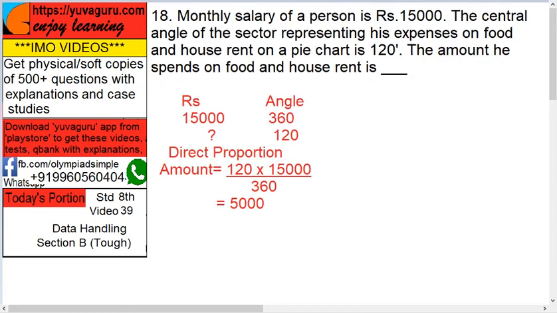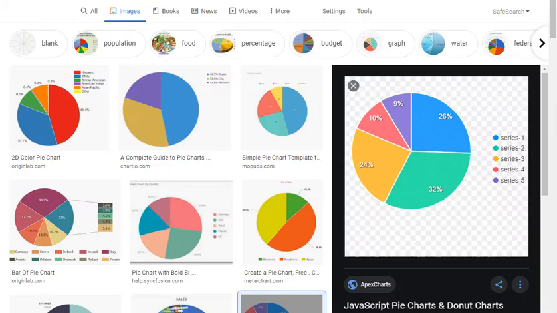Question 0.2. The monthly salary of a person is rupees 15,000. The central angle of the sector representing his expenses on food and house rent on a pie chart is 120 degrees. The amount he spends on food and house rent is... Here, firstly, what is a pie chart?